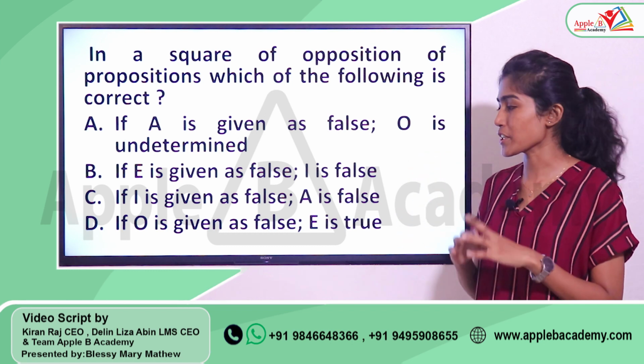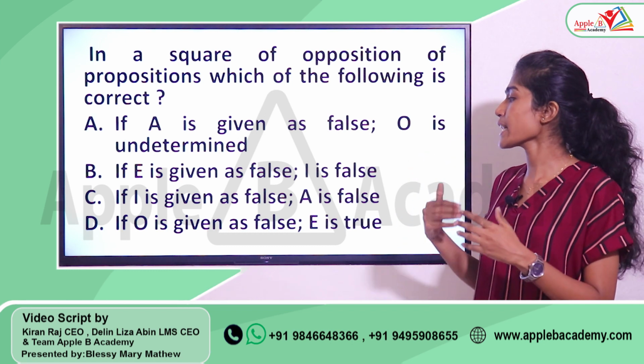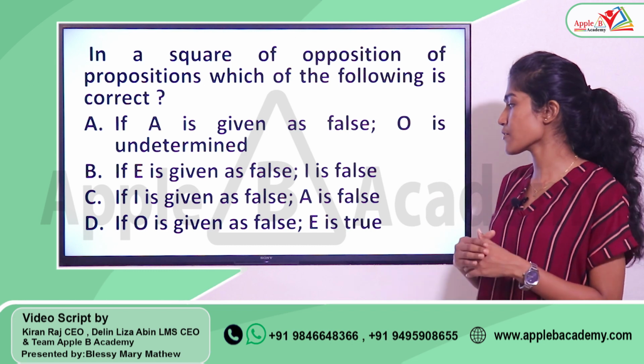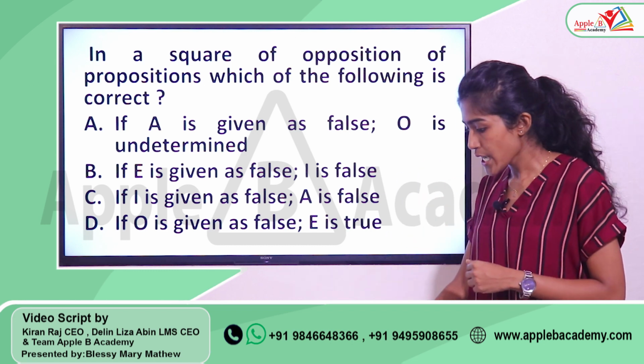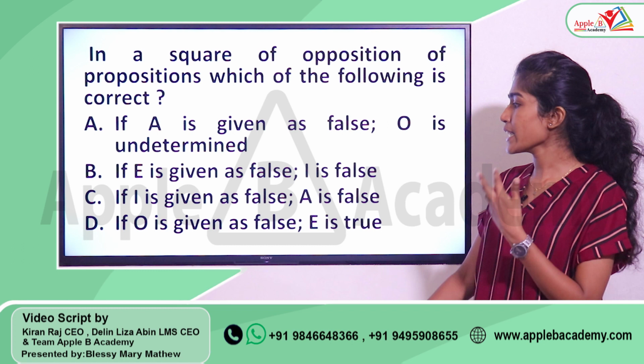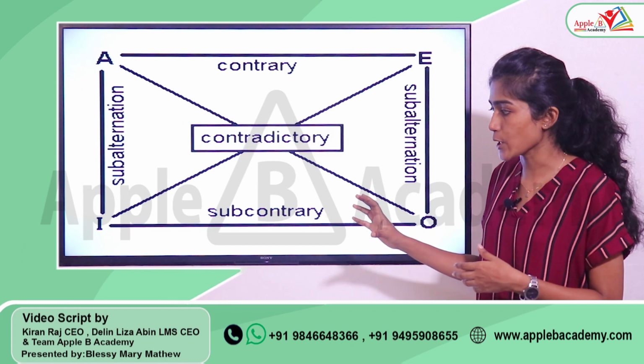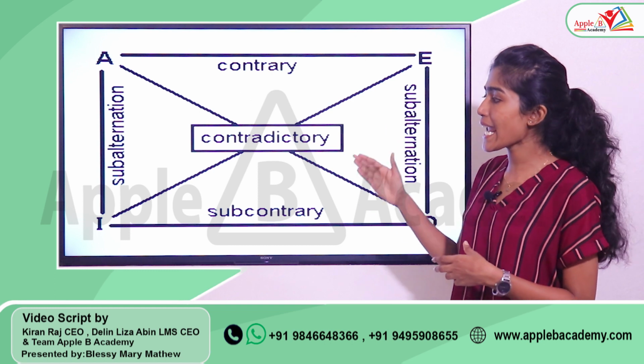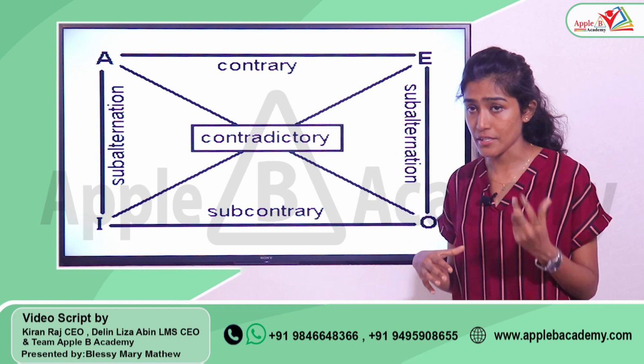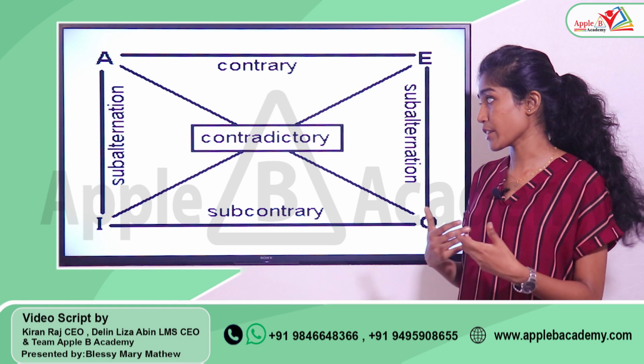So again, that option is wrong. You can eliminate that. Moving to the next option, if I is given as false, A is false. So it says about the relationship between A and I. That means universal affirmative and particular affirmative. So if you consider A and I, they are subalternation or subalterns. That is how they are related to each other.